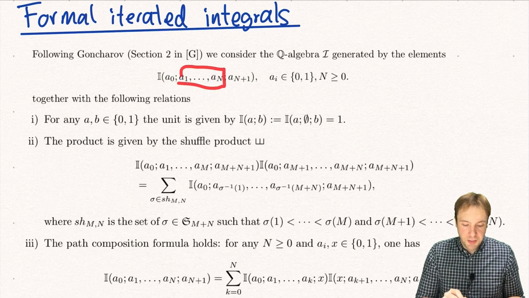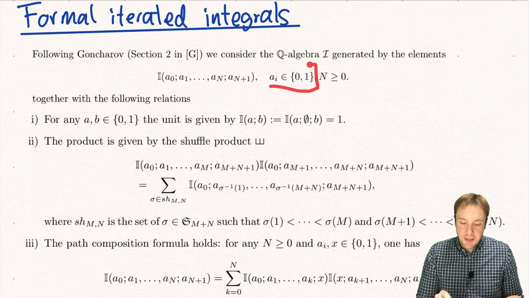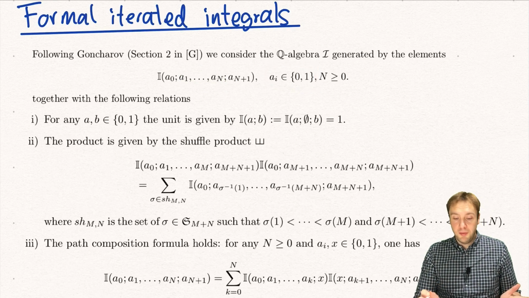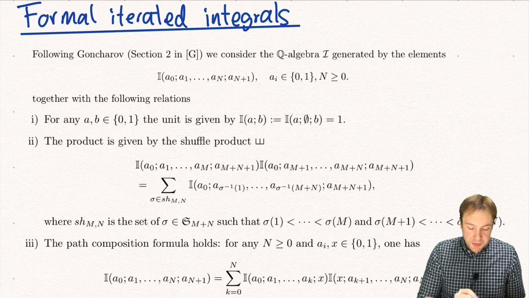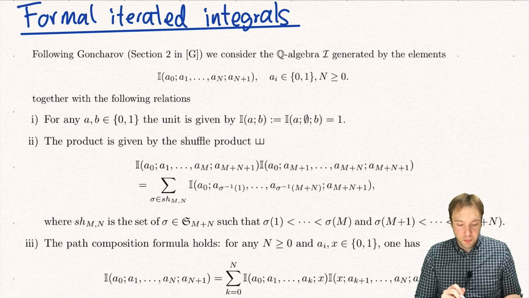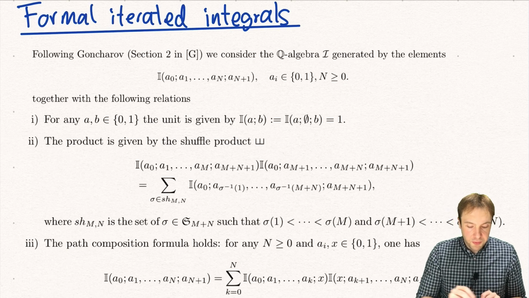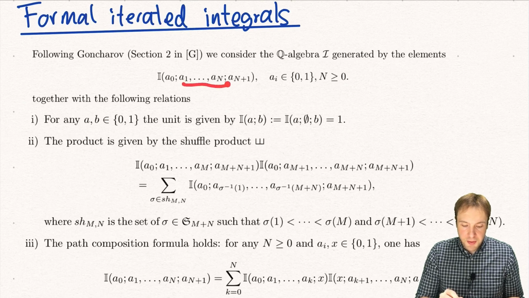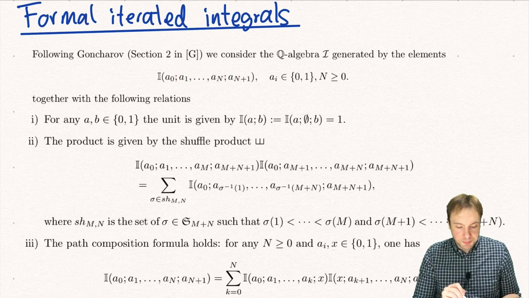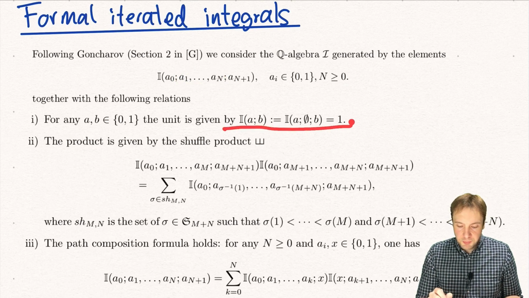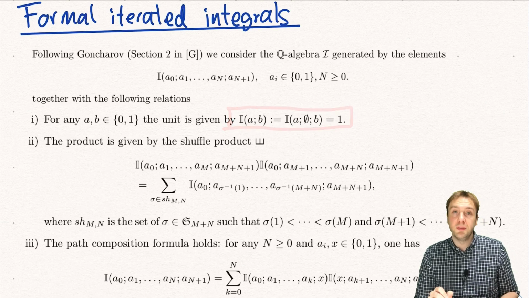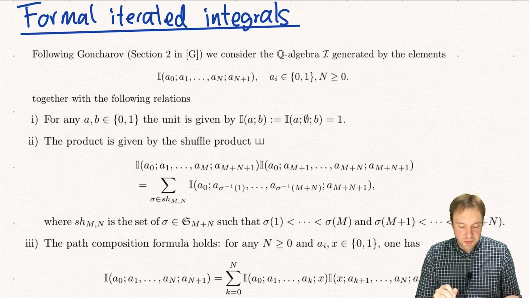And in between, we have a1 up to an. And these ai are either 0 or 1. And then we divide out the following relations. So first of all, we allow that here in the middle we have an empty word. And this will give us the neutral element in our algebra.